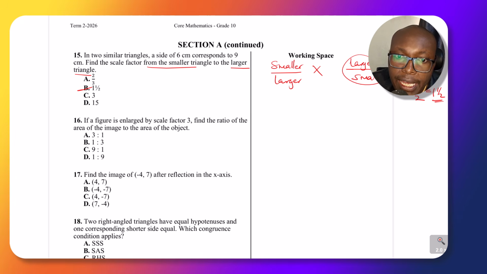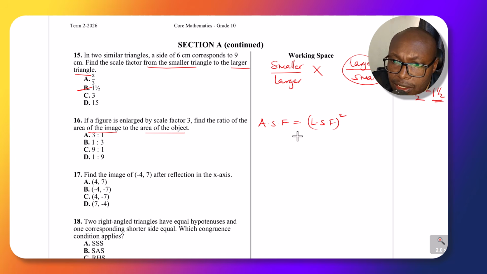Question 16. If a figure is enlarged by scale factor 3, find the ratio of the area of the image to the area of the object. For this question, you need to know the relationship between linear scale factor and area scale factor. Area scale factor is obtained by getting the linear scale factor and you square that.